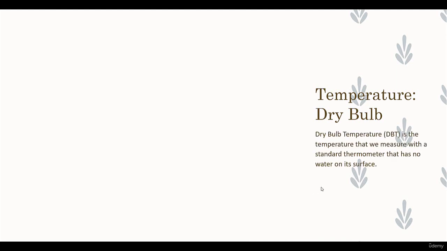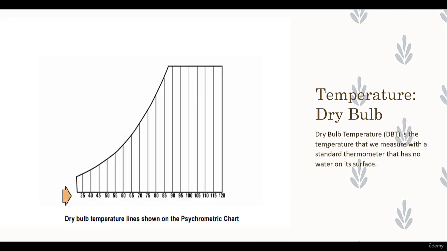Now we can discuss each thermodynamic property, each psychrometric property, one by one. So the first one is dry bulb temperature. Dry bulb temperature is basically the temperature that we measure with a standard thermometer that has no water on its surface. So basically, the temperature of dry air is the dry bulb temperature. On the psychrometric chart, at the bottom, this dry bulb temperature is shown, and these are the lines of dry bulb temperature.